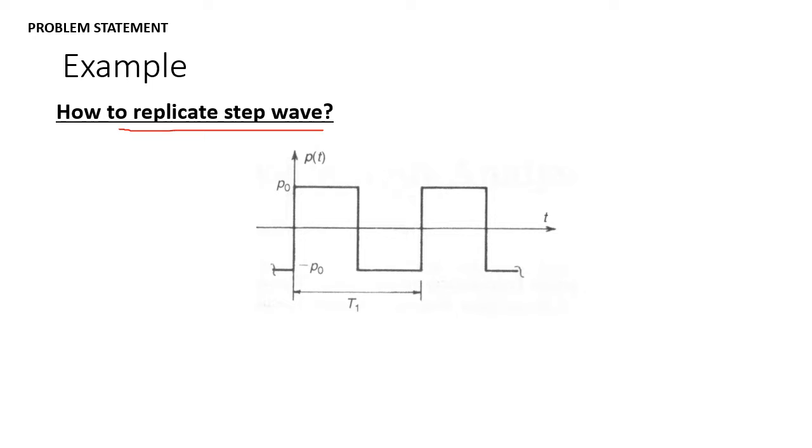So we can see here we have the step wave on our x-axis. Over here we have time, and on our y-axis here we have our p of t function. You can see we go up to some level p naught here and a negative p naught over there. And we have a period here shown as our t1.